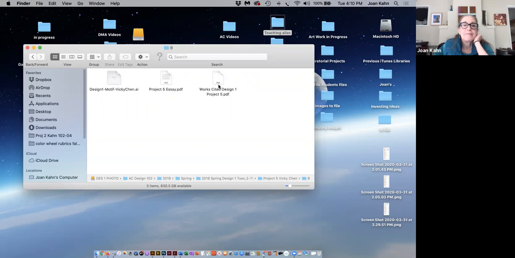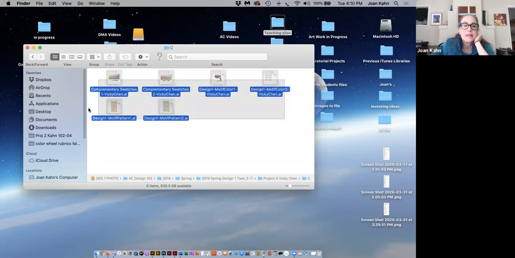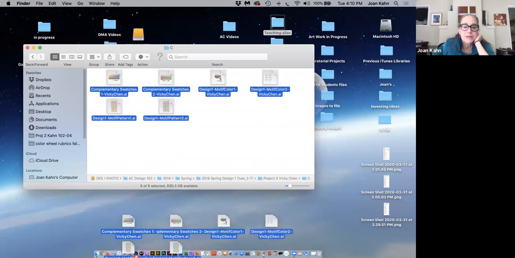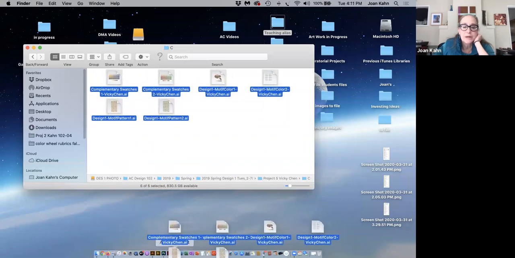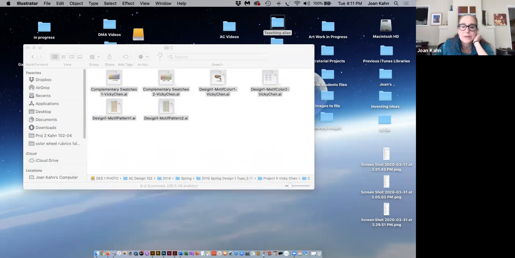So the structures that she put it into, I'll show you all of these. These were her color studies. So you're going to have to show me the color studies and how you set up your color palettes that you're going to use. So I want you to do it.